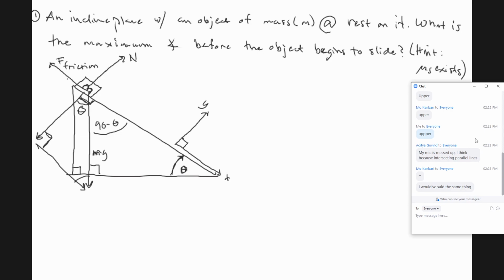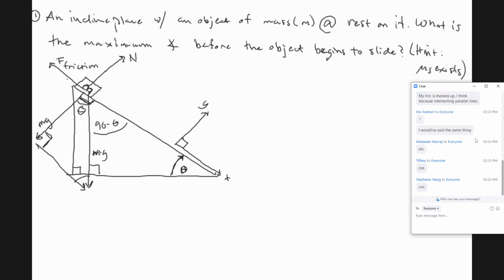So now that we know that, we can break the weight vector into components. So this is going to be mg sine or cosine? This is the adjacent side. Cosine, very good. Cosine is adjacent over hypotenuse, and sine is opposite over hypotenuse. So this is going to be mg sine of theta. Okay?